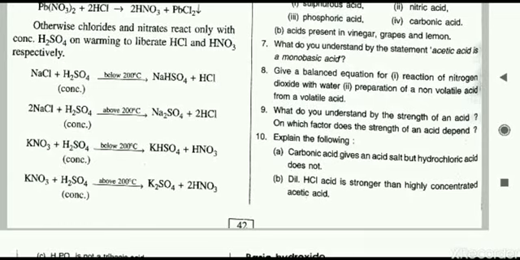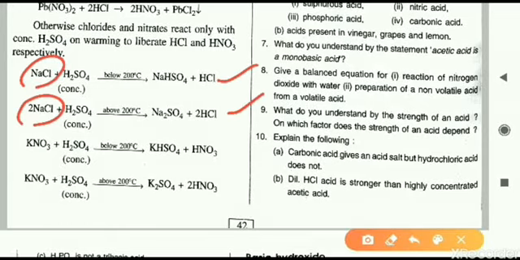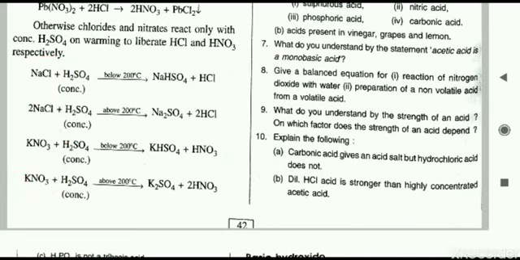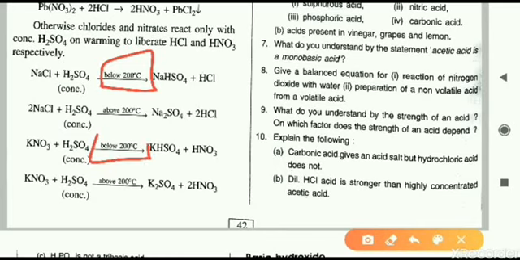Similarly, nitrates and chlorides, generally most of them react with concentrated acid. All these reactions are with concentrated acids. Here also it is the same thing. If we are using a chloride salt, then we will get HCl. In case we are using a nitrate salt, NO3 salt, then we will get HNO3, nitric acid. So the nature of the acid will depend on what kind of salt we are using.